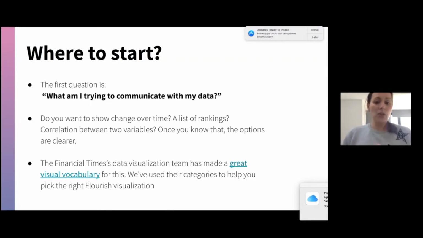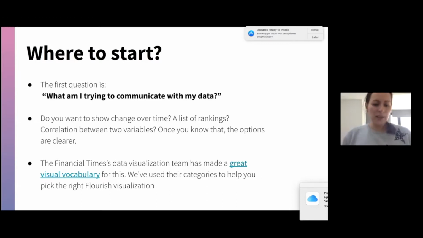So if you want to use a change over time, or if you want to show someone a ranking of something, or a correlation between different variables, all these kind of narrowing it down to these sorts of things means that your options are much clearer on what you should use, and it kind of gets rid of some of the other options.